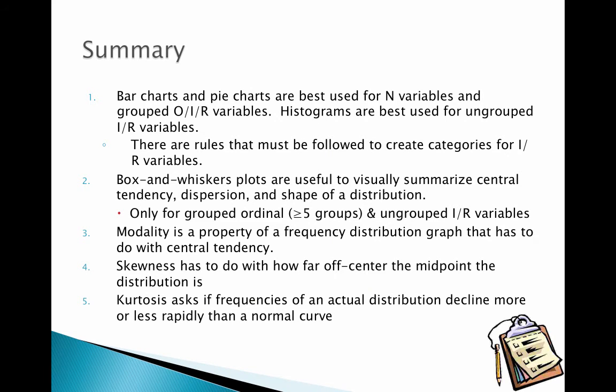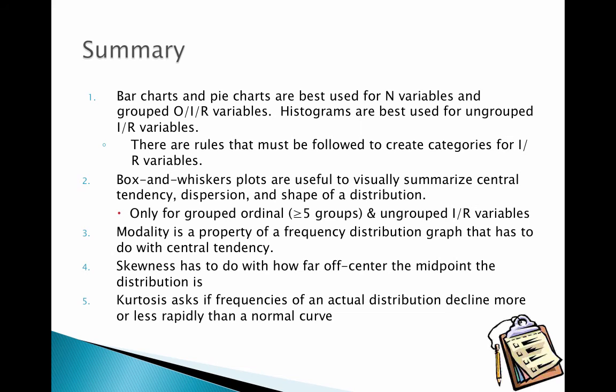All right, so let's summarize. Bar charts and pie charts are really used for nominal variables and grouped ordinal, interval, and ratio variables because essentially you're working with categories. However, histograms are used when you have ungrouped interval ratio variables, as well as line graphs because we can look at trends over time. So when we're creating groups from ungrouped interval ratio variables, there are rules that need to be followed in order to create those categories. We looked at how to create box and whisker plots and how they are useful to summarize central tendency, dispersion, as well as the shape of a distribution.